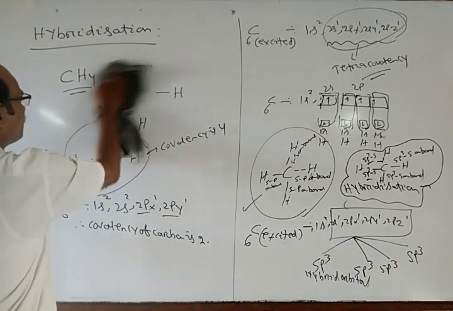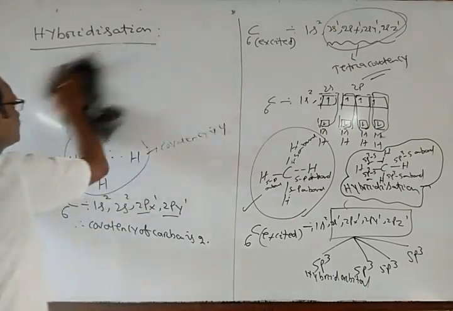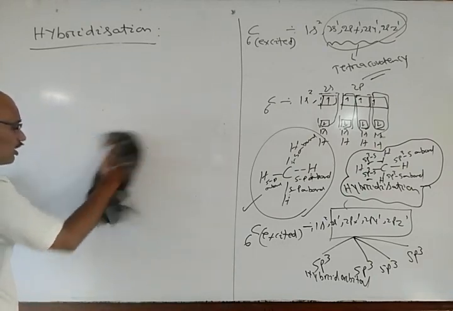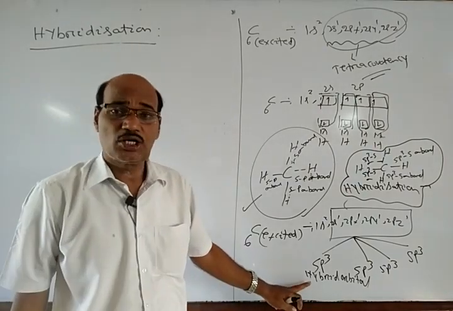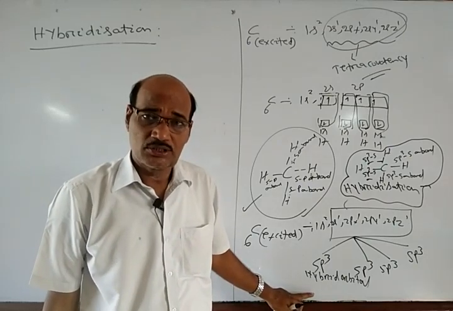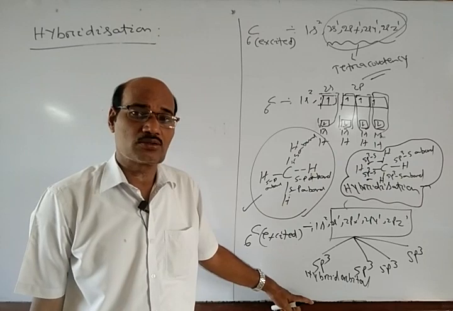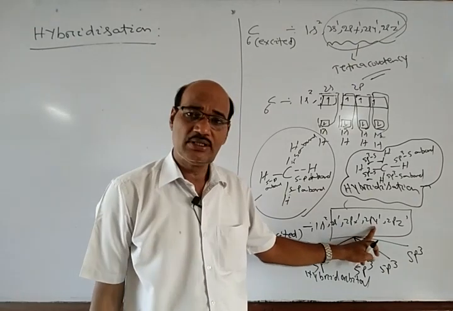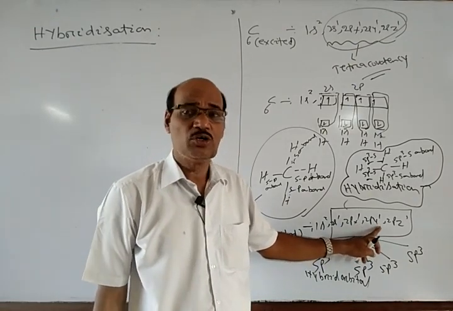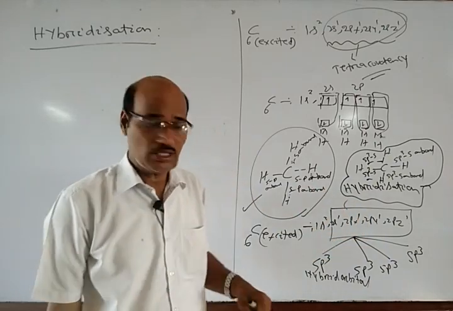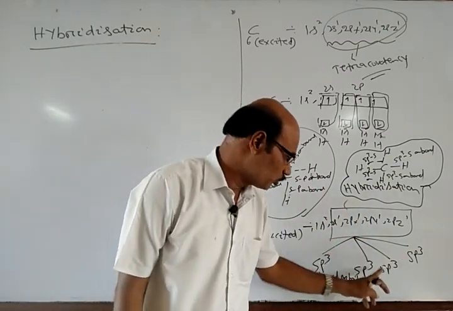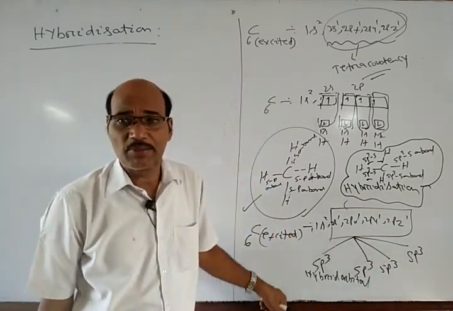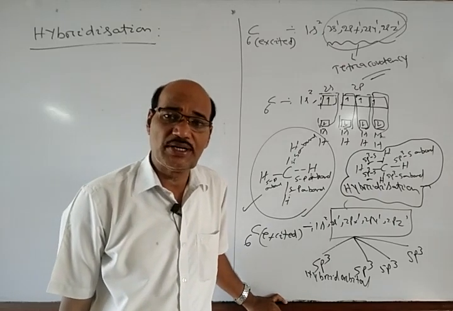Now let us discuss the postulates of this hybridization theory. The number of hybrid orbitals is equal to the number of hybridizing orbitals. The orbitals which we take for hybridization are called the hybridizing orbitals. Here you see the 2s and 3 2p are the hybridizing orbitals. When they mix, we get hybrid orbitals: sp3, sp3, sp3, sp3, 4. So we have taken 1, 2, 3, 4, and we are getting 1, 2, 3, 4. So the number of hybrid orbitals is equal to the number of hybridizing orbitals.